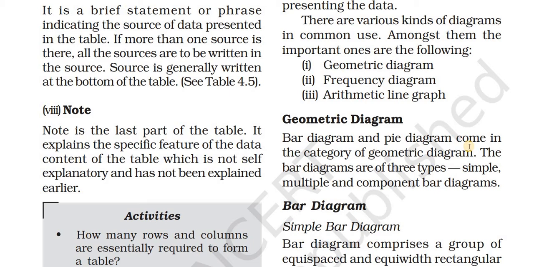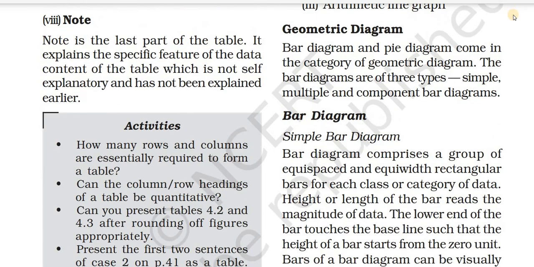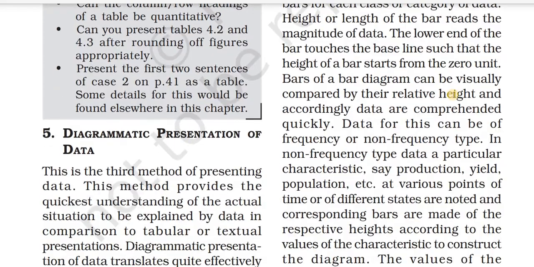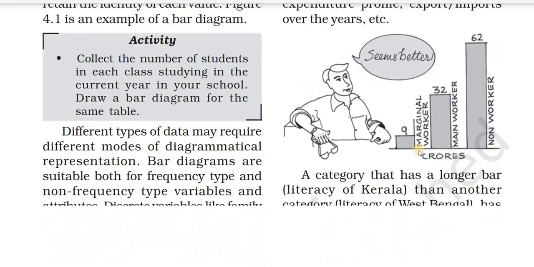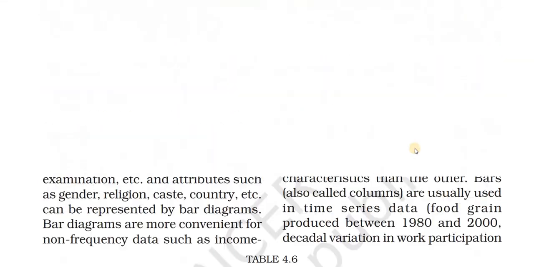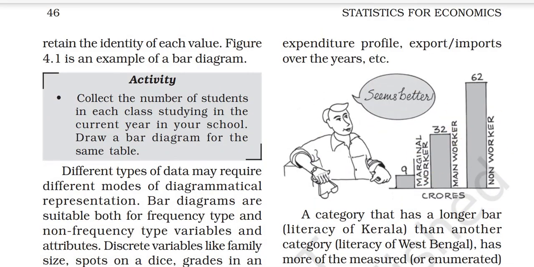There are three types of bar diagrams: simple, multiple and component bar diagram. First we will go through the simple bar diagram. What is the specialty of a bar diagram? The height or length of a bar represents the magnitude of the data. The lower end of the bar touches the baseline, and the height of a bar starts from 0 units. Here you can see the data, and here you can see the bar diagram.